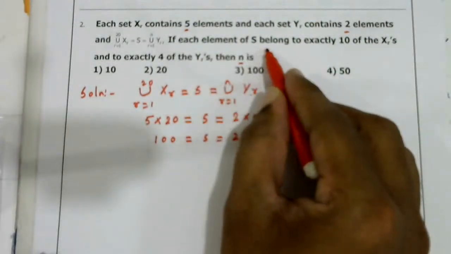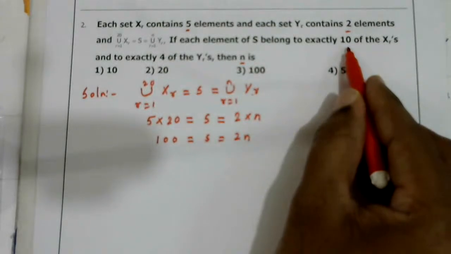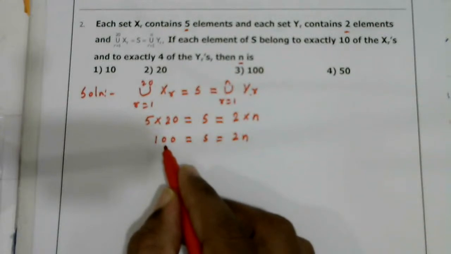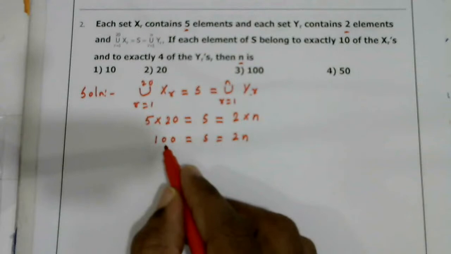So each element of S belongs to exactly 10 of the XR. What does 10 of the XR mean? If I take a single element among these 100 elements, that single element is present in 10 sets of the XR. So it is present in X1, X2, X3, up to X10. A single element is present in 10 different sets. It can be present from X1 to X10, or X2 to X11 also. That single element is present in 10 of the XR.